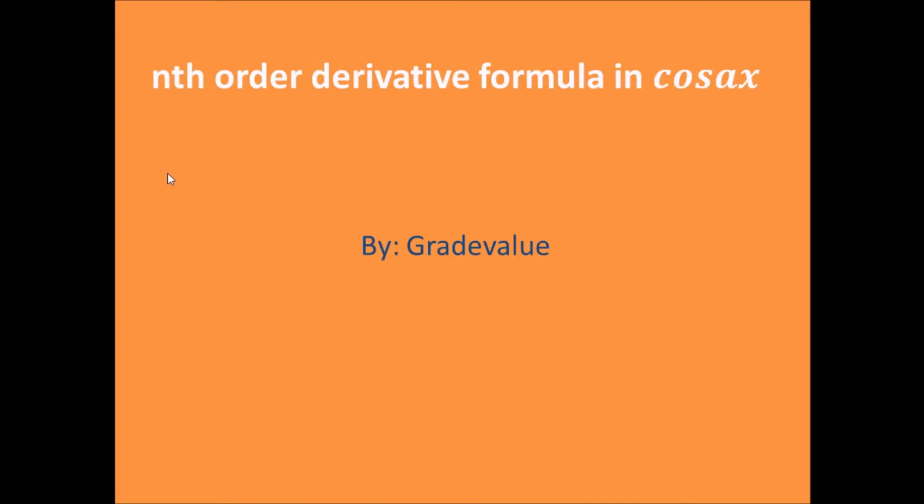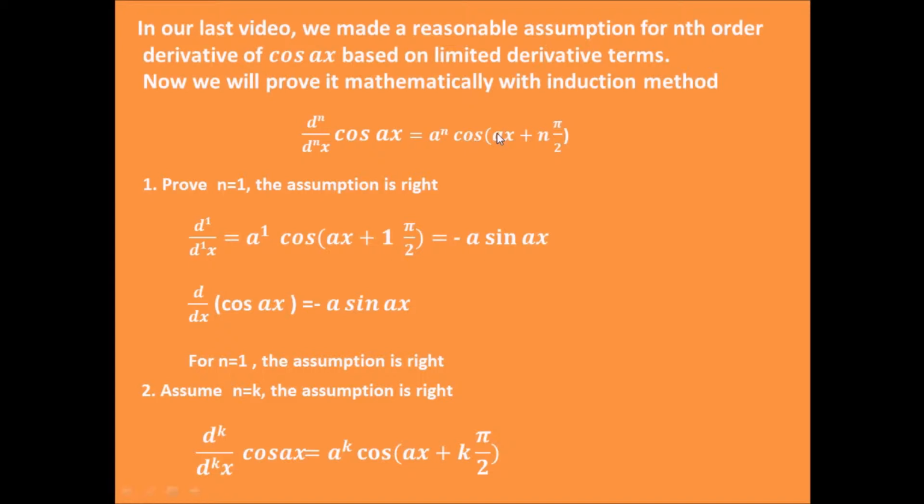Hello everyone. Today I'm going to show you how to prove the nth order derivative formula for the function cosine ax. In our last video, we made a reasonable assumption that the nth order derivative of cosine ax equals a to the power of n times cosine of (ax plus n pi divided by 2). However, this assumption was based on limited derivative terms. Now I will prove it mathematically with the induction method.